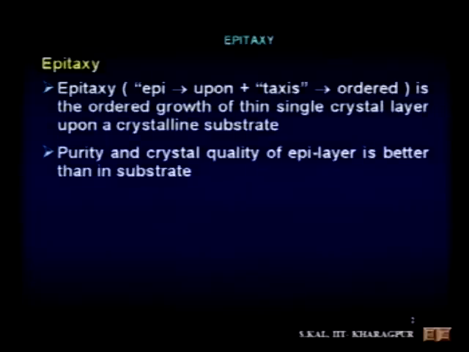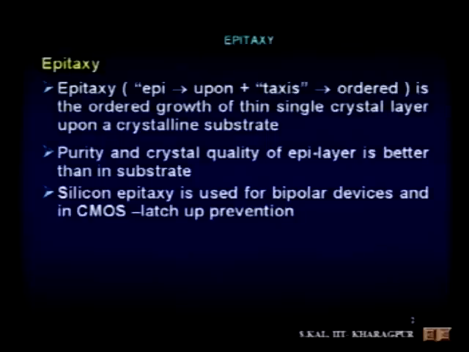Purity and crystal quality of the epi layer is better than in the substrate. That means we take a lot of precautions, a lot of care, so that the thin film of monocrystal layer is highly pure. At the same time, it is free from crystallographic defects. Silicon epitaxy is used for bipolar devices, and in CMOS epitaxy is used mainly for latch-up prevention.